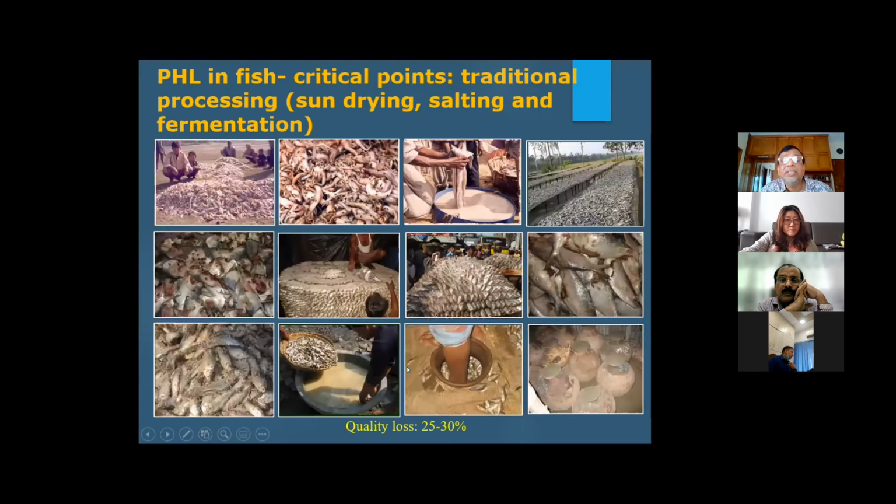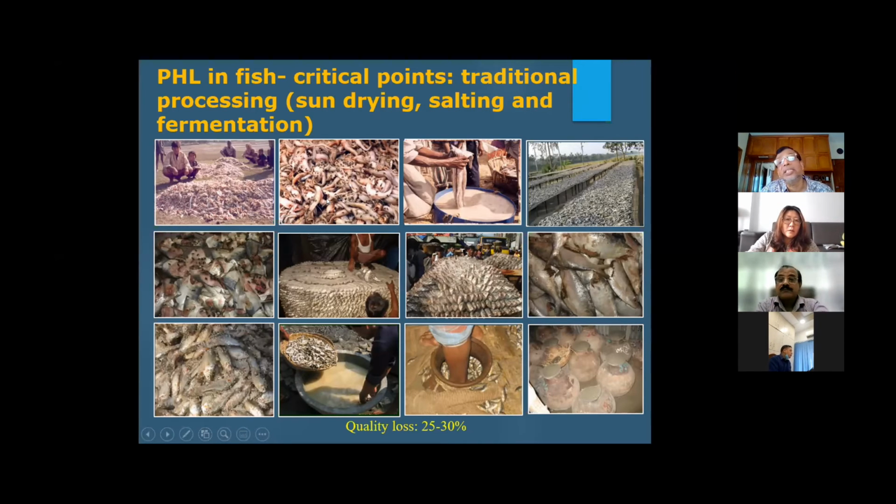Huge loss is incurred. These are some traditional fish processing methods. Some critical control points are there: sun drying, salting, and fermentation. You see the upper row is for sun drying, the middle row is for hilsa salting, and the lower row is the pontius fermentation. In almost every case, raw material fish are not handled adequately, not taken adequate care of.